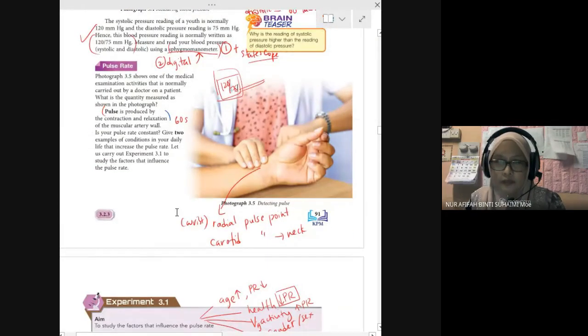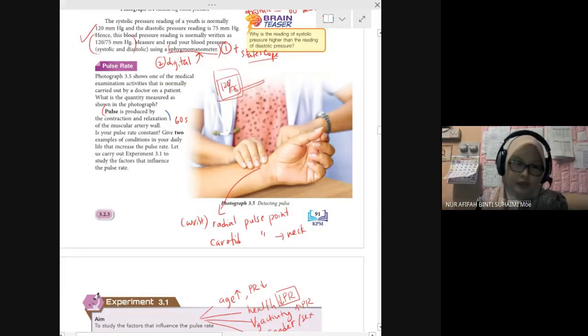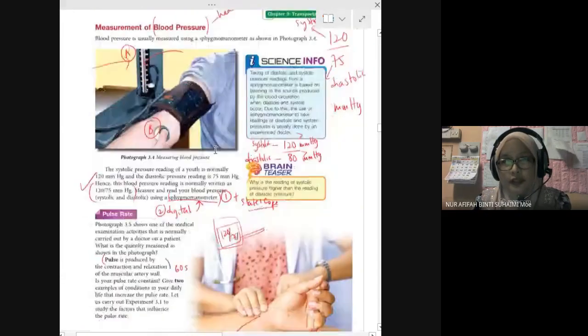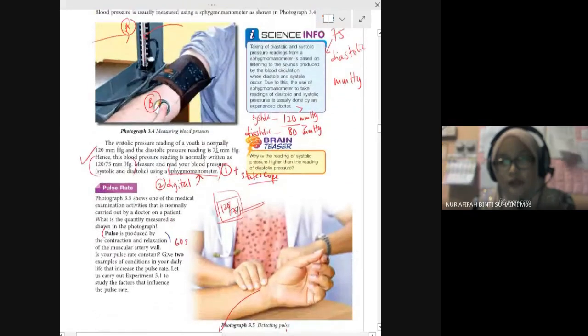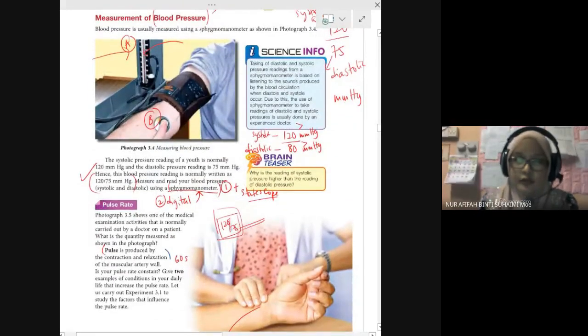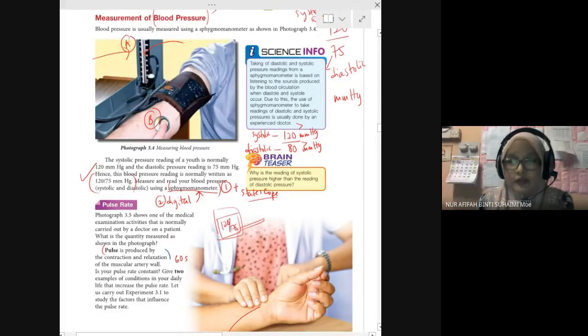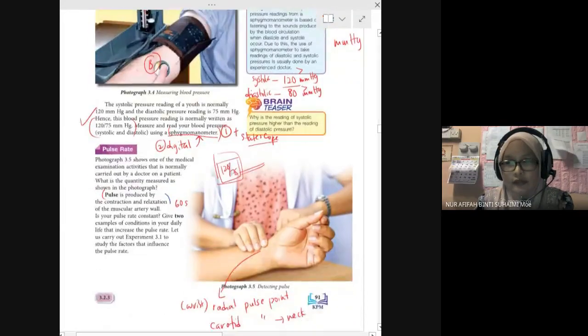Okay, pulse rate. This topic continues until Form 4, same topic. Form 4, Chapter 3. You will learn again measurement of blood pressure, the same one.